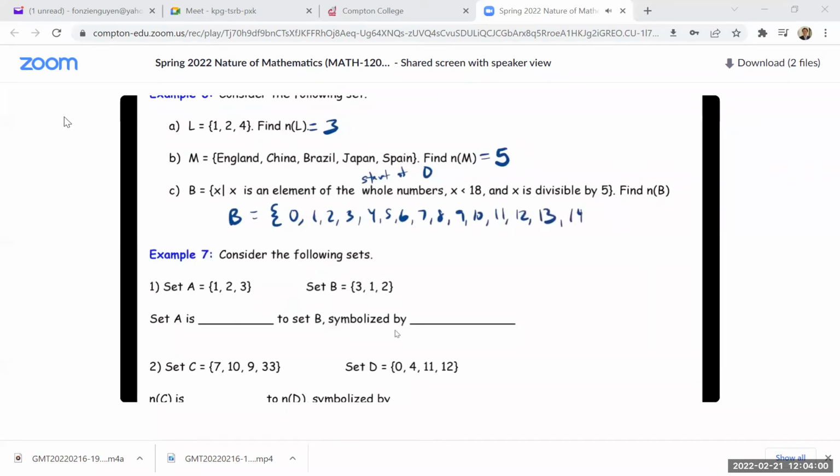So which ones are divisible by 5? 5, 10, 15. Yeah, so what about 0? Zero is a tricky one. Is 0 divisible by 5? That's one of those exceptions that I forget if 0 is divisible by 5 or not. Let me just Google it real quick. When in doubt, you Google, right?